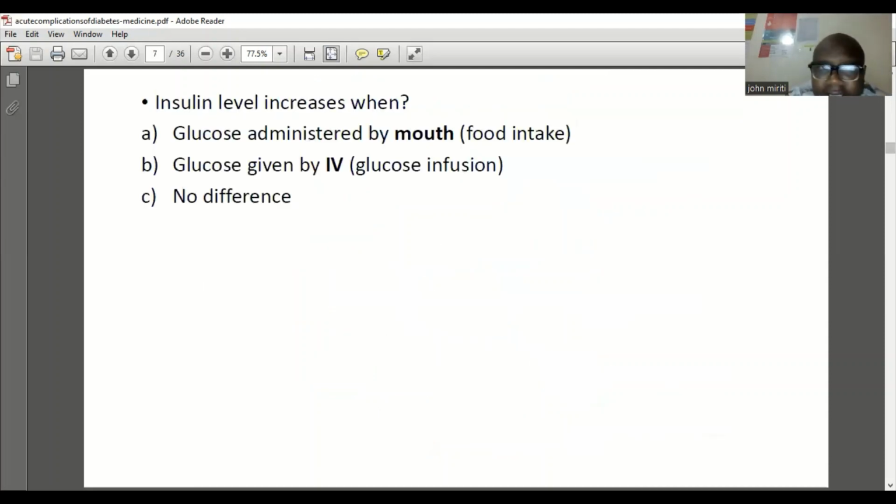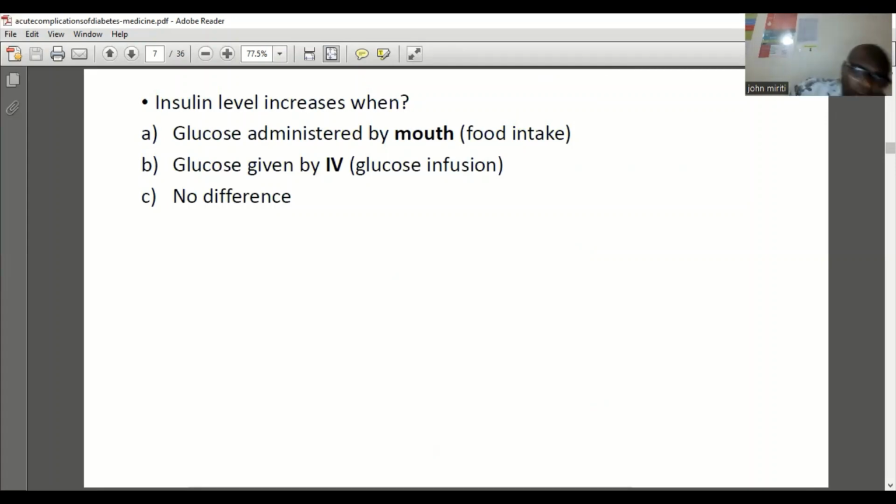So let us ask ourselves some questions. Insulin level increases when glucose is administered by mouth for food intake and when glucose is given IV, glucose infusion, no difference. Now, the answer is A. If you take glucose orally, the body will produce a lot of insulin, but when you take it IV, it is not the same.